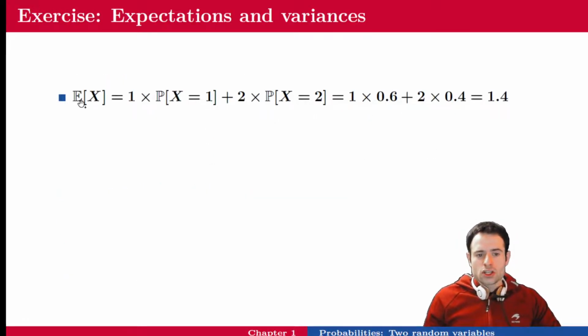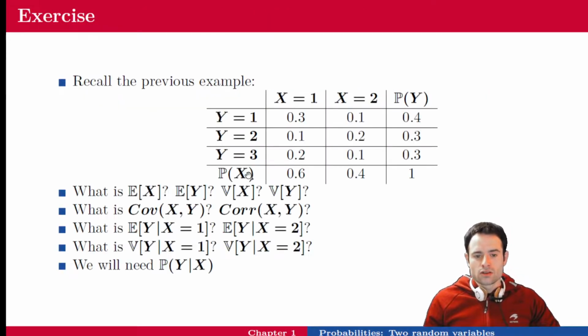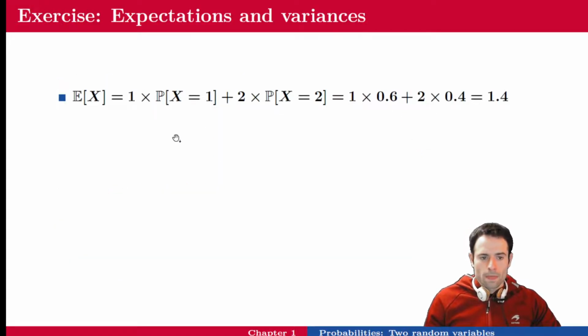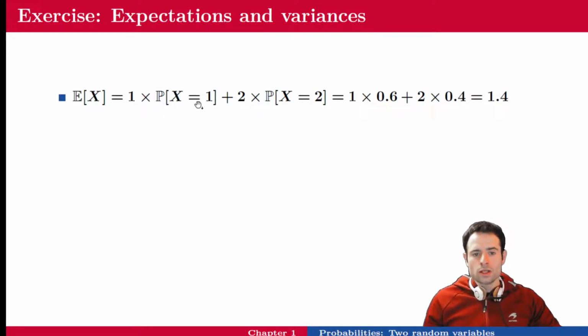First, the expectation of x. There is no condition here, so we just have to use the marginal probabilities, the ones here at the bottom and here on the far right. X can be equal to either 1 or 2, so it's going to be 1 times the probability of being equal to 1 plus 2 times the probability of being equal to 2. Here is going to be 1 times 0.6 plus 2 times 0.4, and that gives you 1.4.